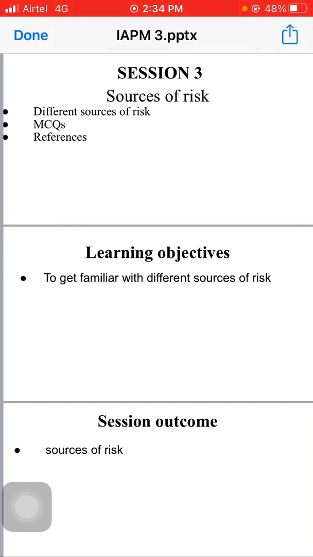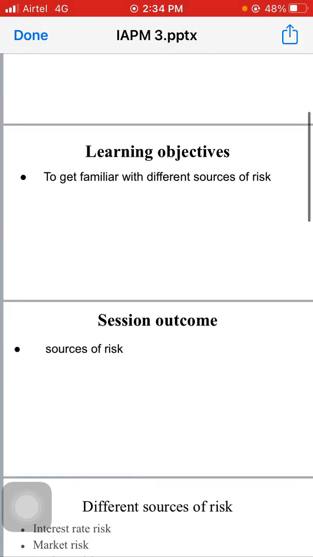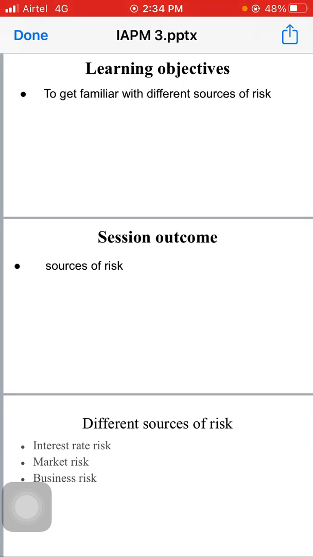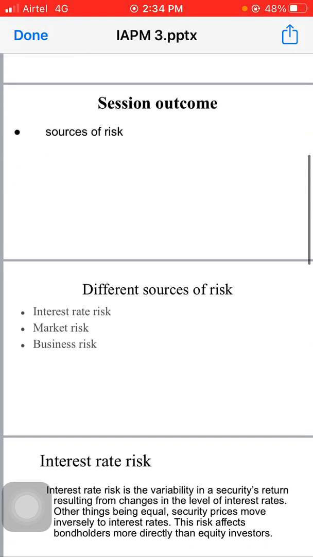The main objective of this session 3 is to get familiar with the different sources of risk. By the end of the session you should be able to know what the different sources of risk are. So let us start with the session. In this slide we can see the different sources of risk. There are basically three sources of risk. First one being interest rate risk, second being market risk, and third being business risk.